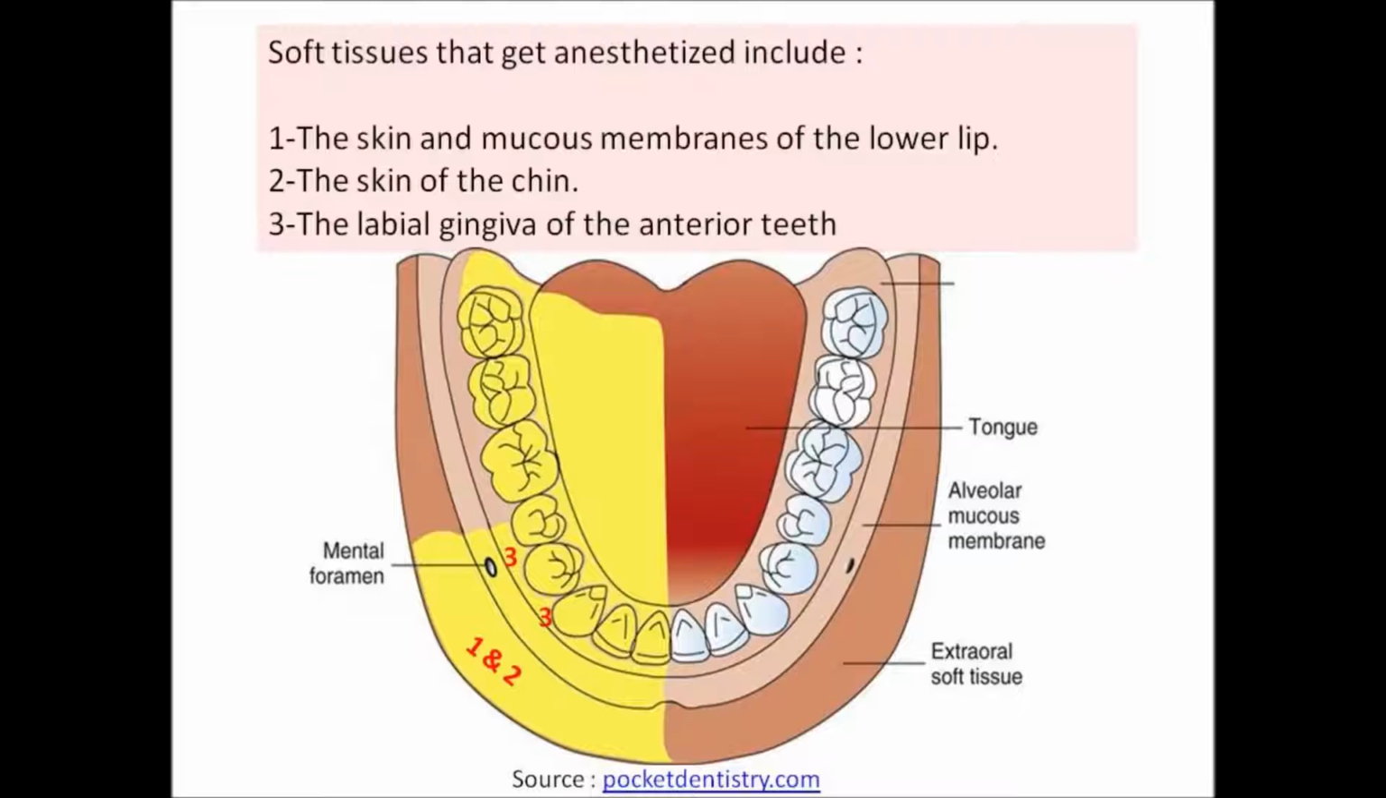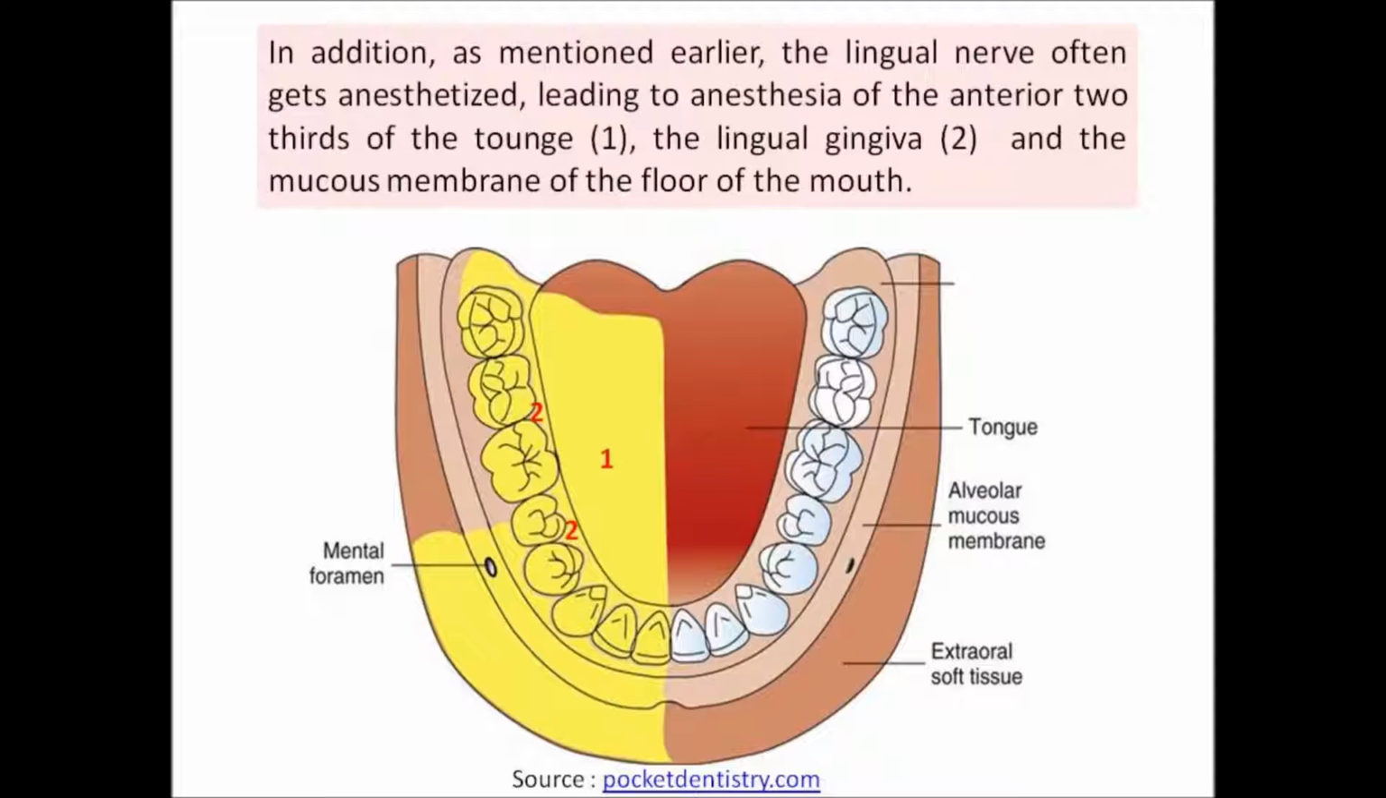Soft tissues that get anesthetized include the skin and the mucous membranes of the lower lip, the skin of the chin, and the labial gingiva of the anterior teeth. In addition, as mentioned earlier, the lingual nerve often gets anesthetized, leading to anesthesia of the anterior two-thirds of the tongue, all the lingual gingiva, and the mucous membrane of the floor of the mouth.